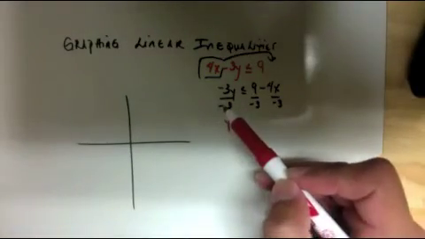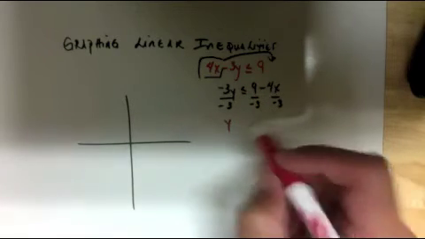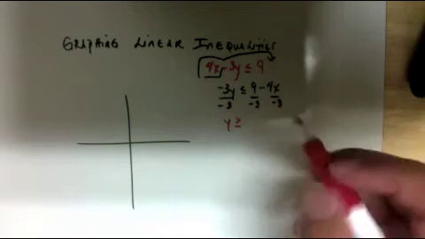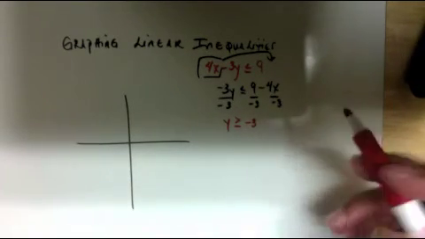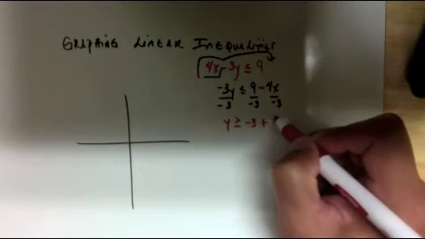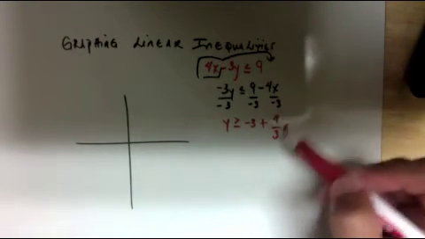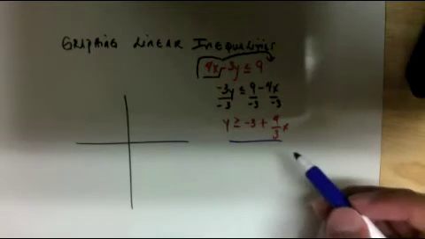I did this one on purpose. If you notice, we're dividing by a negative, so the inequality is going to reverse. 9 divided by -3 is -3. And then -4 divided by -3 becomes a +4 over 3. I leave it as a fraction because I know this is going to be my slope. And now this is a lot easier to graph.